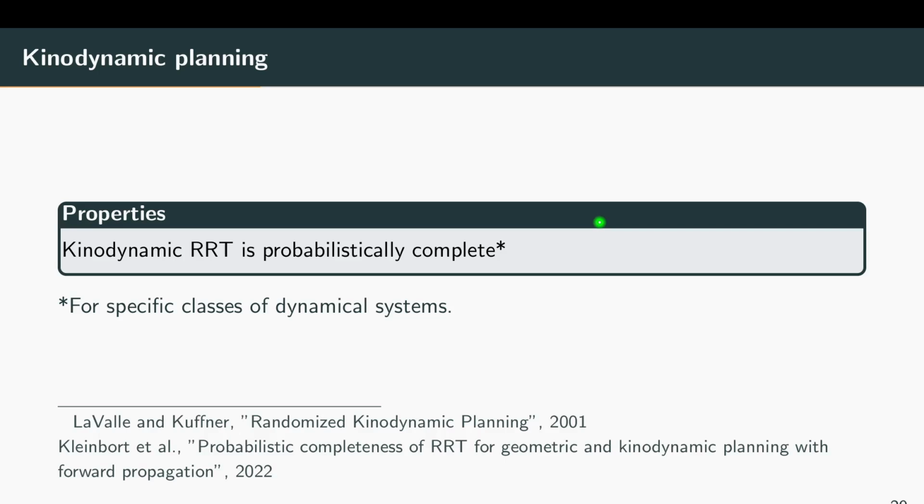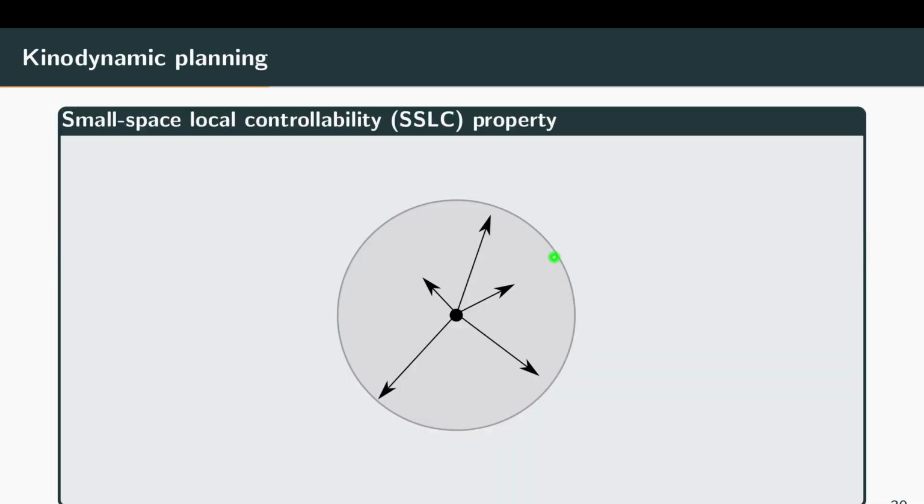And also this proof doesn't work in crazy cases, so it makes assumptions about what the dynamics can do. Specifically, it looks at the small-time local controllability property that I have to introduce first. So in the geometric case, imagine you're in a state here. Then you can basically reach anything on the sphere because you could just go in any direction.